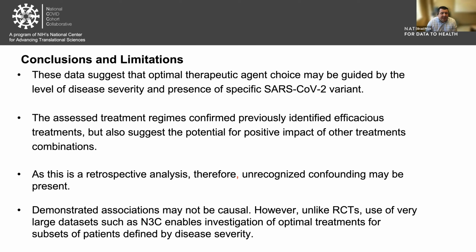It's a retrospective analysis. Unrecognized confounding may be present. We only have access to the data we have access to. We're trying to figure out as much as we can from it, and that's the power of N3C, but we always have to acknowledge there could be something there. And again, I'm a statistician, so pardon me for saying this, but this is a retrospective analysis. I cannot guarantee any causal relationships here. That's a different type of study and something we're very interested in doing and helping motivate.